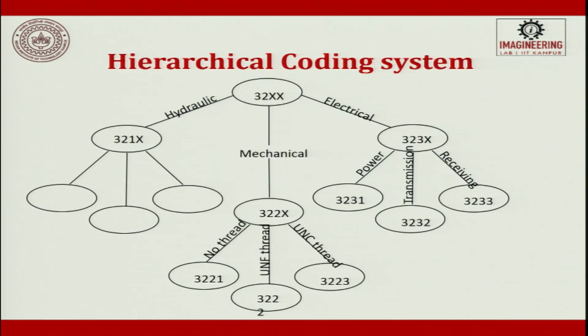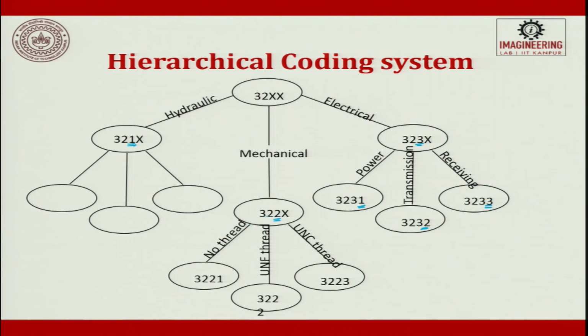So, the hierarchical coding system example, you can see 3 to XX is there. Hydraulics is 3 to 1X, and if it is electrical it is 3 to 3X. Again here you will have 3 classifications: 3231 is powered, 3232 is transmission, 3233 is receiving. And when we talk about mechanical, again 322. So, you see that 1 is hydraulic, 2 is mechanical, 3 is electrical. Then the next X, which is again 1, 2 and 3, is power, transmission and receiving.